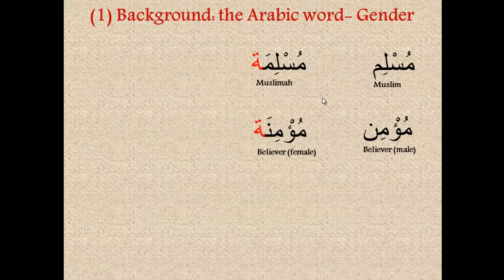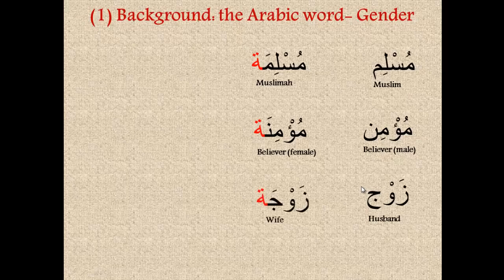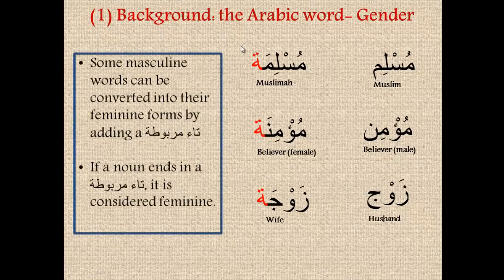And then last but not least, we have the word zawj, which means husband in Arabic. If we add a tamar buta to the end, we get zawjah, which means wife, the female version of this word. So what do we notice? We notice that the tamar buta at the end of these words makes these words feminine, basically. And we can convert the masculine version of the word into its feminine counterpart or feminine form by adding a tamar buta to the end.